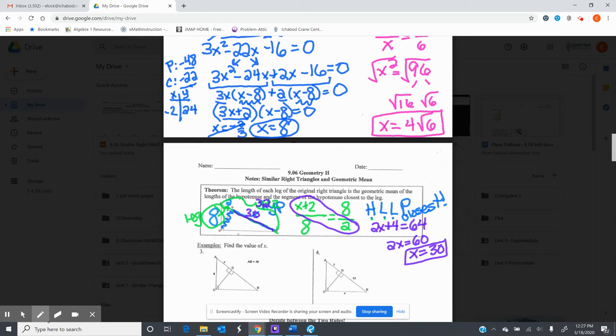Now from there, we could find the other leg using your Pythagorean theorem. So do not forget, we have right triangles. A squared plus B squared does equal C squared.